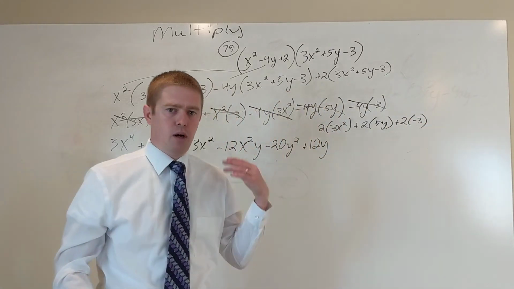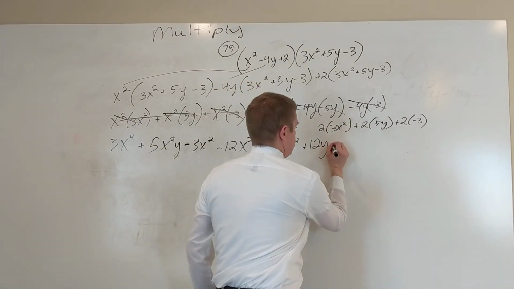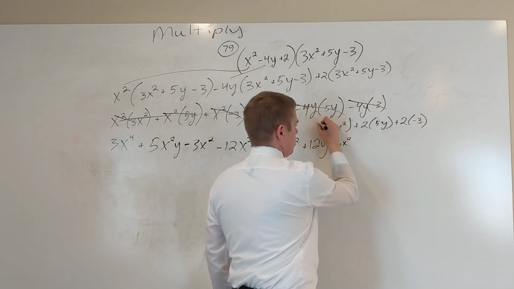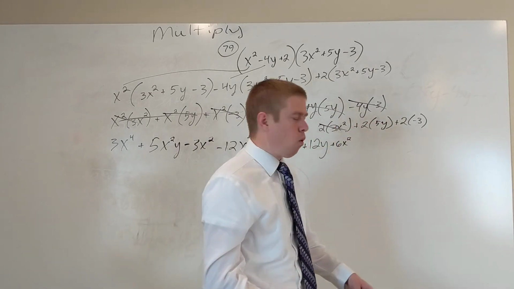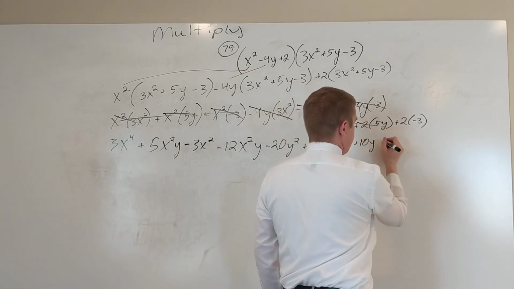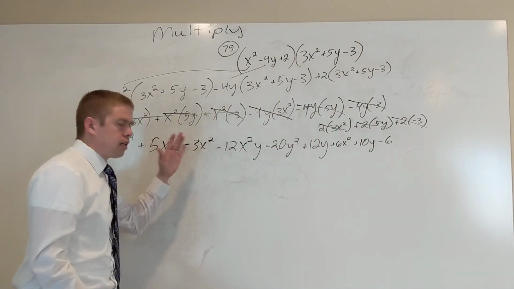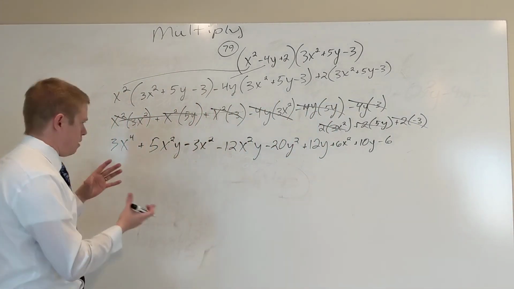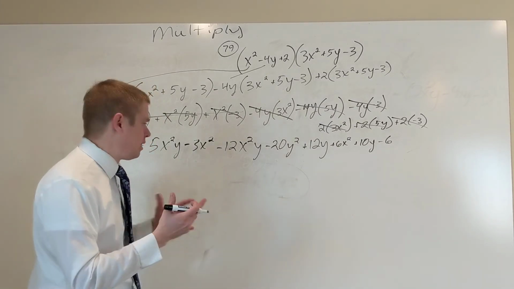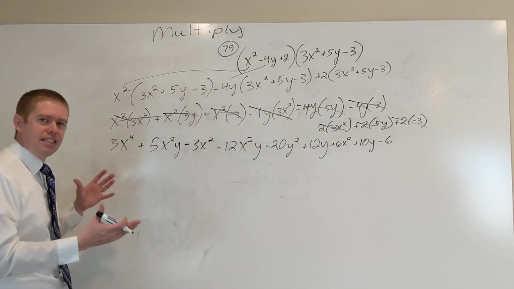Mono times mono, mono times mono, mono times mono. 2 times 3x squared gives plus 6x squared. 2 times 5y, we get plus 10y. 2 times negative 3, we get negative 6. Now we need to go through really quickly and clean up all these like terms. As I've talked about, it's tidying your room, straightening things, making things neat and orderly. Mathematicians are order freaks. They like seeing things clean.